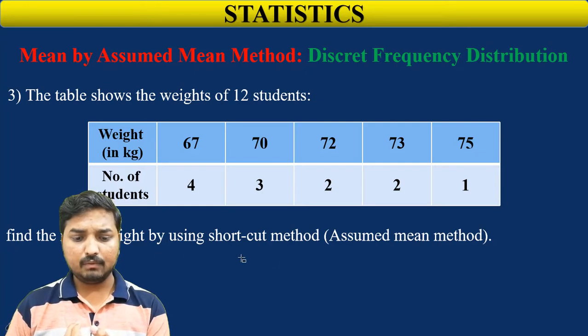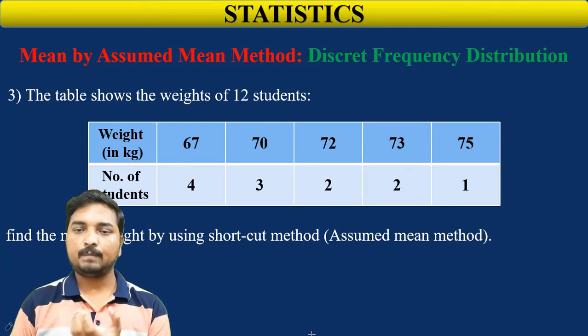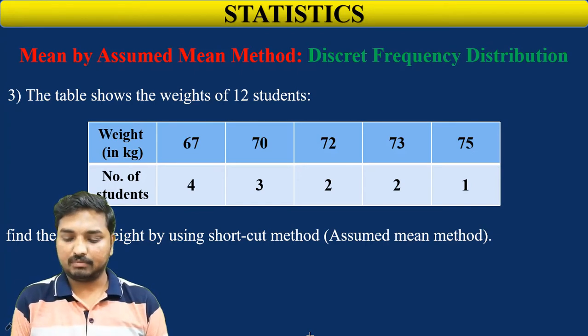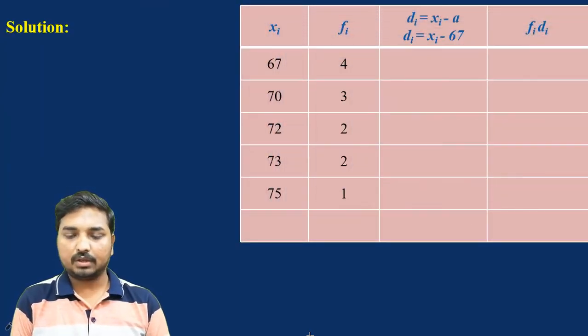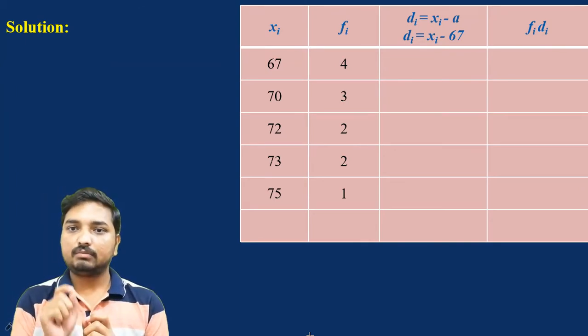Also find the mean weight by using the shortcut method or assumed mean method. In the earlier class I told you, shortcut method and assumed mean method are both one and the same, remember. Now let us look at the solution of this one. You have to write on the table. Okay, so look at the table. This is the table for the assumed mean method.